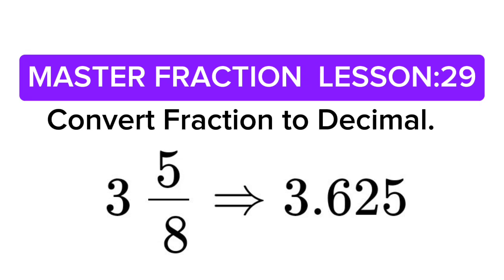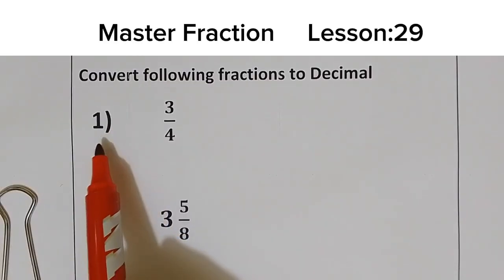Today we are going to convert fractions to decimals. In converting a fraction to a decimal, we are going to divide. The numerator is going to be the dividend and the denominator is going to be the divisor. Let's go straight to question number 1.